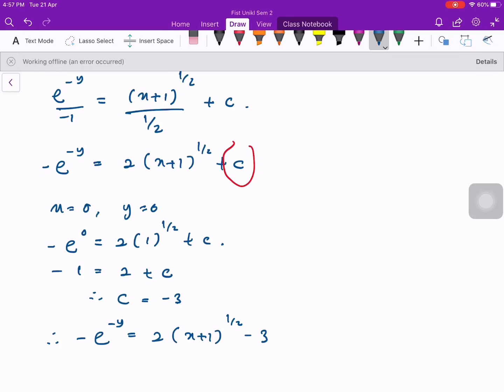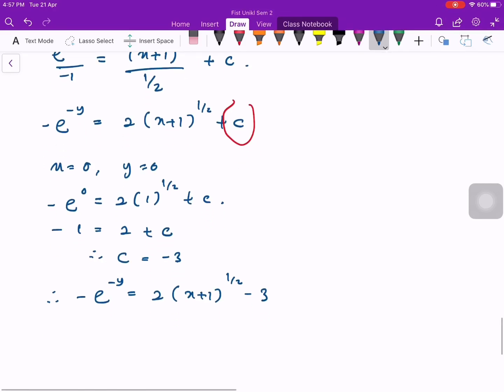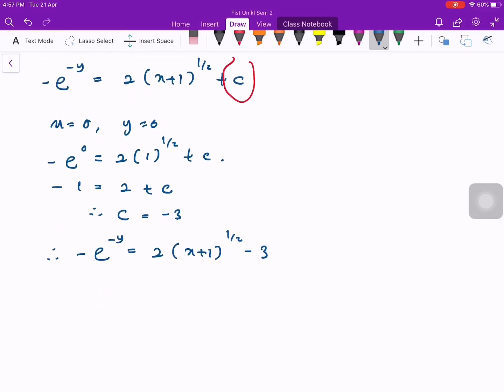Okay, and you can leave the final answer in this form, or we can simplify this equation again into the form of y in terms of x. So students, let's say that you want to proceed further with y, I'm suggesting that you take the ln for both sides in order to simplify y in terms of x. So let's say here we want to proceed further.